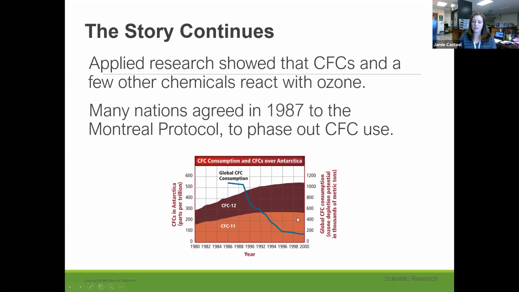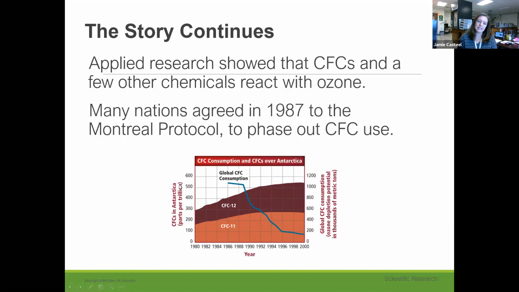And then if you look, notice this graph has 2 axes to it. So if I'm looking at these values on the right, I'm talking about CFC consumption, the ozone depletion potential in thousands of metric tons. So sorry, that's 200 metric tons that we're using. We got below 200 in 2000. I'd like to see the updated graph on this. If any of you find it, send it to me.